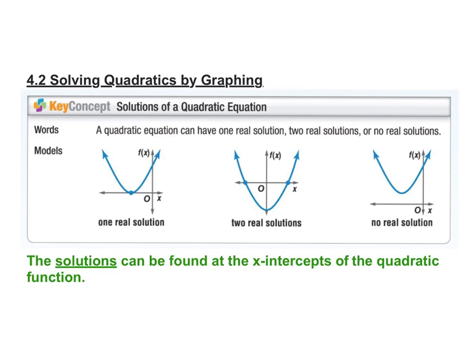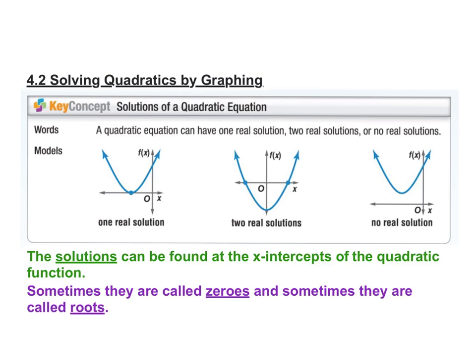Okay. The solutions, and this is what I just said, the solutions can be found at the x-intercepts of the quadratic. So again, we're focusing on the x-intercepts for solutions. Now there's a couple other terms that mean the same thing as solutions, and I want you to get used to those. Just know that all three of the terms, the solution and the two others, can be used interchangeably. They all mean the same thing.